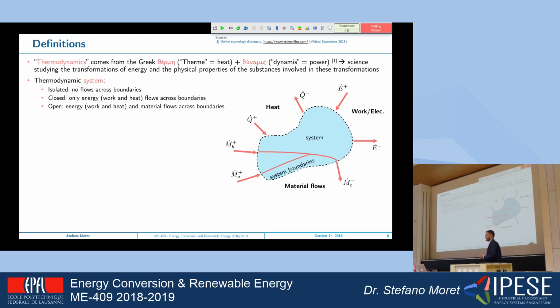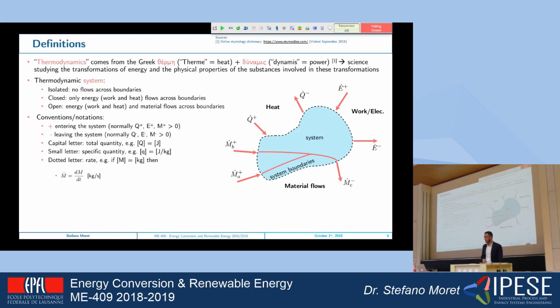There are three types of systems that you will see in this lecture. There is an isolated system, which has no exchange with the rest of the universe whatsoever. There are closed systems, which allow only exchange of heat and mechanical work with the external world. We indicate here heat with Q and mechanical work or electricity with E. And then there are open systems, that are the most interesting for us, that exchange with the external world mass, heat, and mechanical work.